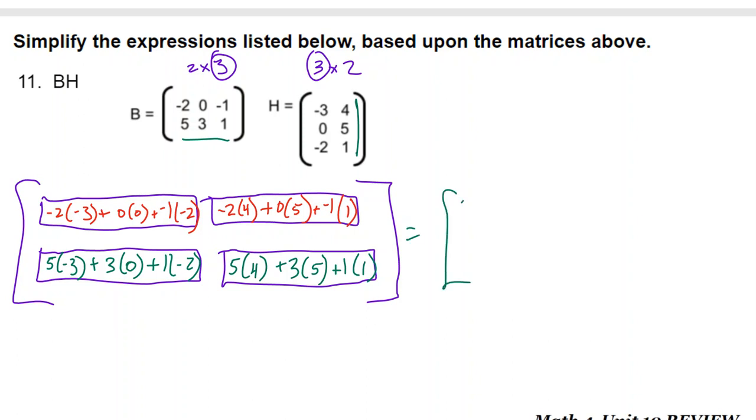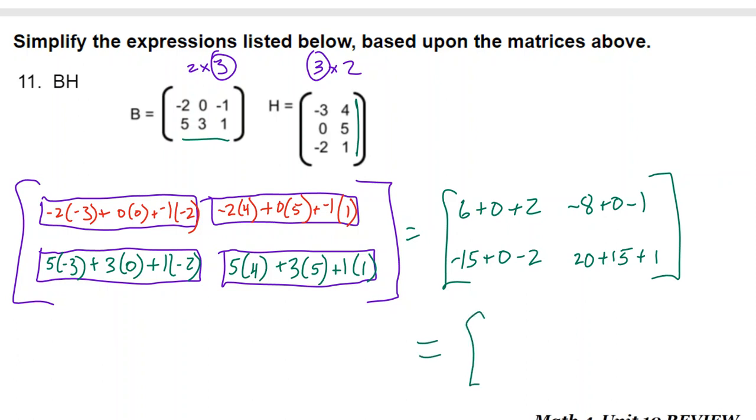So we're going to wind up with a 6 plus 0 plus 2, and a negative 15 plus 0 minus 2, and a negative 8 plus 0 minus 1, and a 20 plus 15 plus 1. So our final answer is going to be 8 and negative 17 and negative 9 and 36.